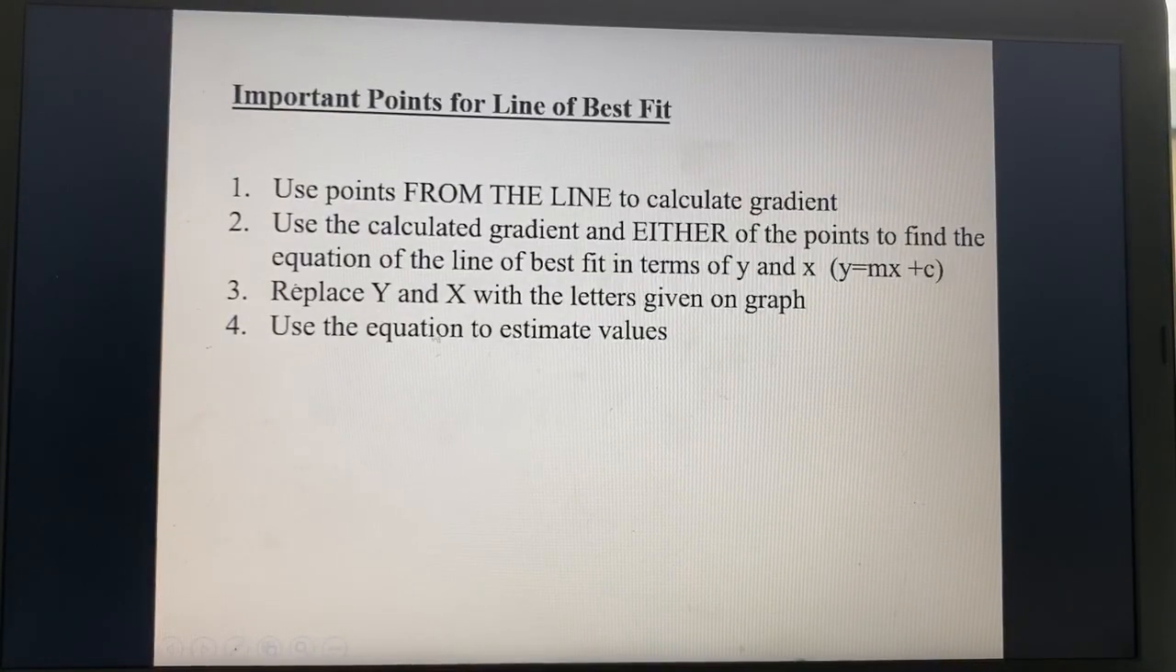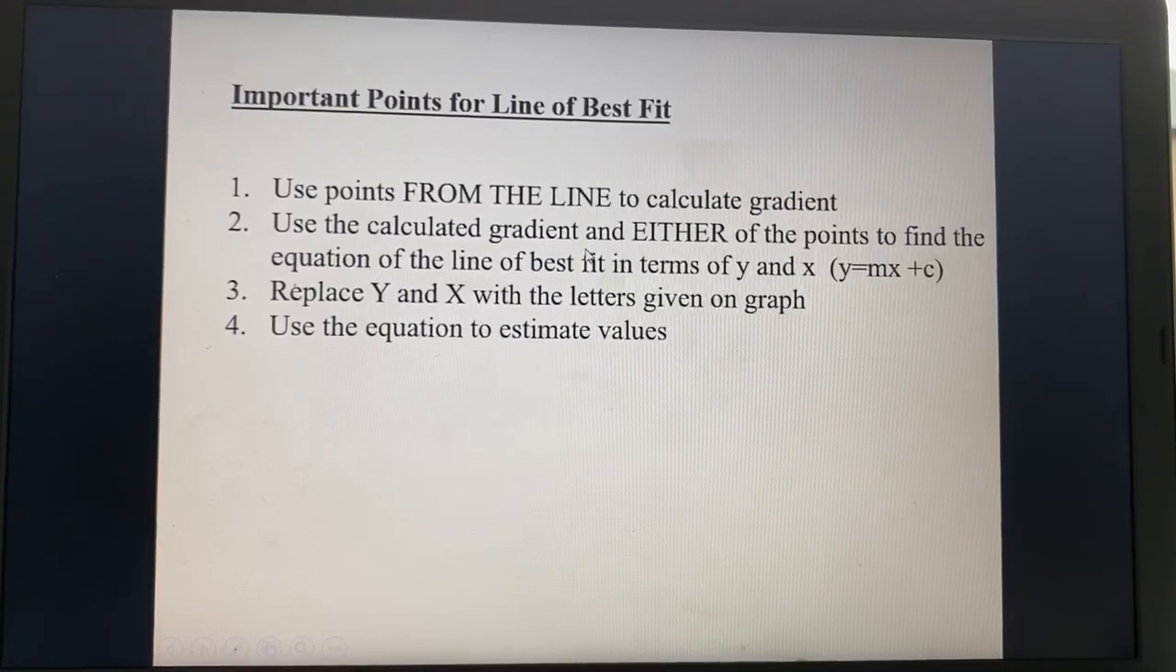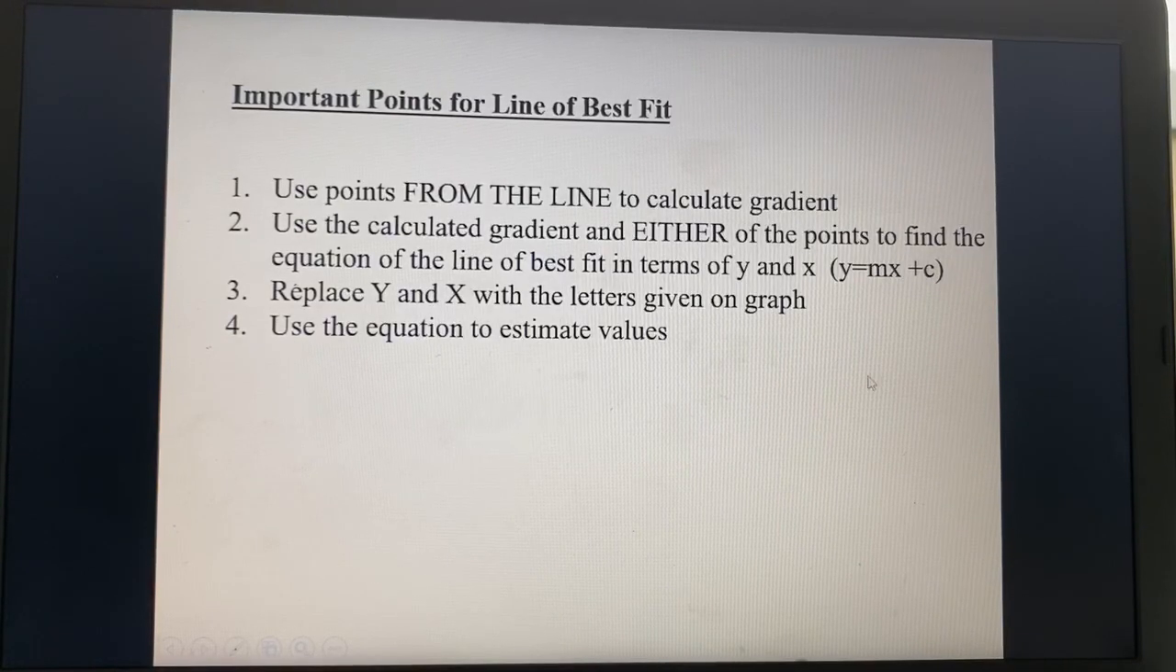Okay, so the important points to know for all of that is to calculate the gradient, we need to use points from the line, not points that are plotted either side of the line. It has to be on the line of best fit. We use that calculated gradient and either of those points that we use for the gradient to find the equation of the line of best fit in terms of y and x, using our equation of a line, our y equals mx plus c, as we have done before in the previous unit.